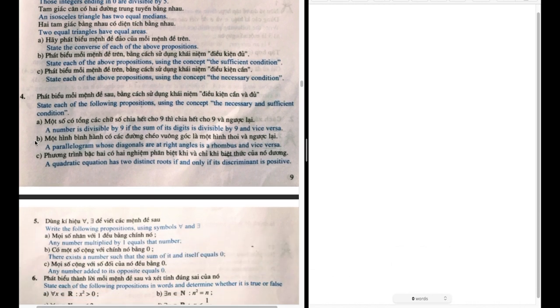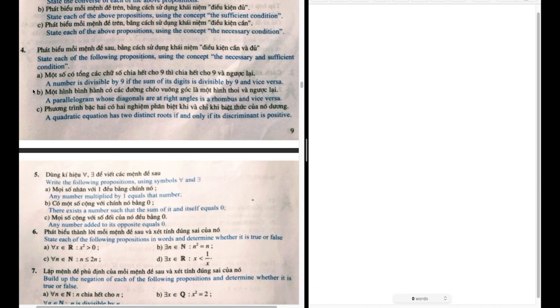Continuing, exercise 4. Exercise 4 is quite long and difficult, so I do some for you. State each of the following propositions using the concept of necessary and sufficient conditions. A. A number is divisible by 9 if the sum of its digits is divisible by 9 and vice versa.